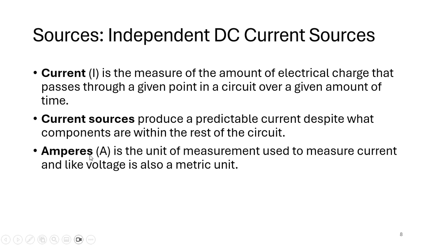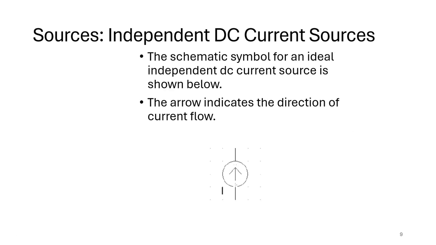Okay. And then when it comes to the units of measurement for current in independent DC current sources, the units that we use is amperes. We use the letter A to represent that. And like the voltage source, it also uses metric units. Okay. All right. When it comes to independent DC current source, the schematic symbol is shown here below, with this arrow in here that indicates the direction of current flow for the DC current source. Okay.